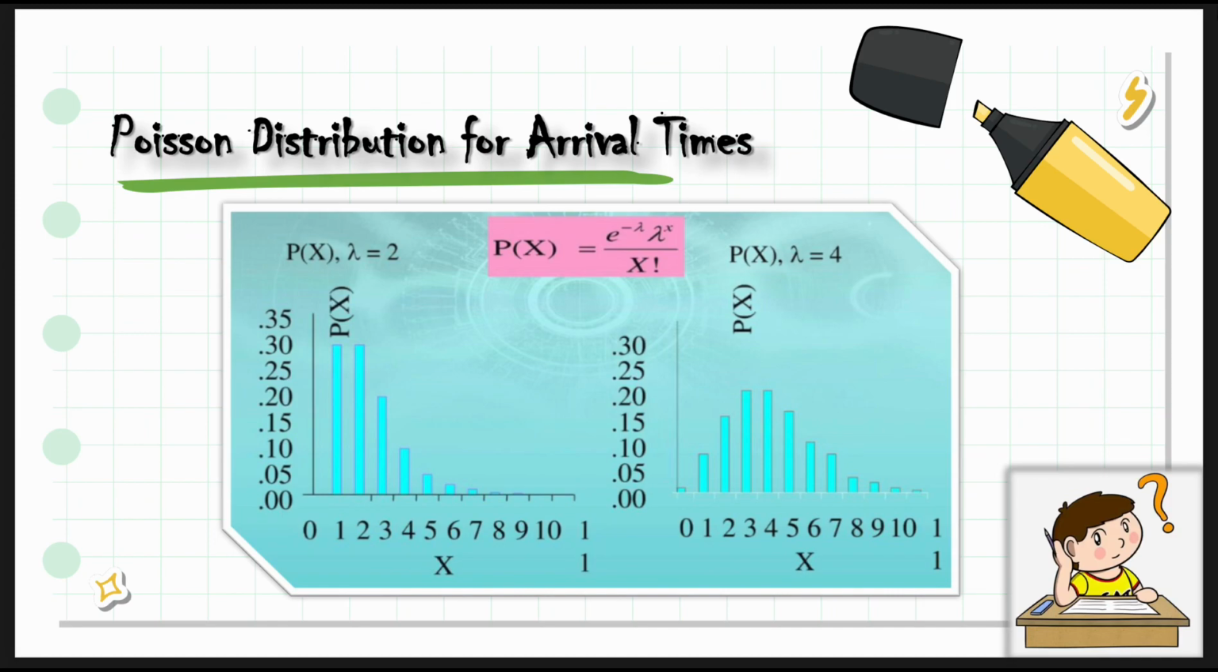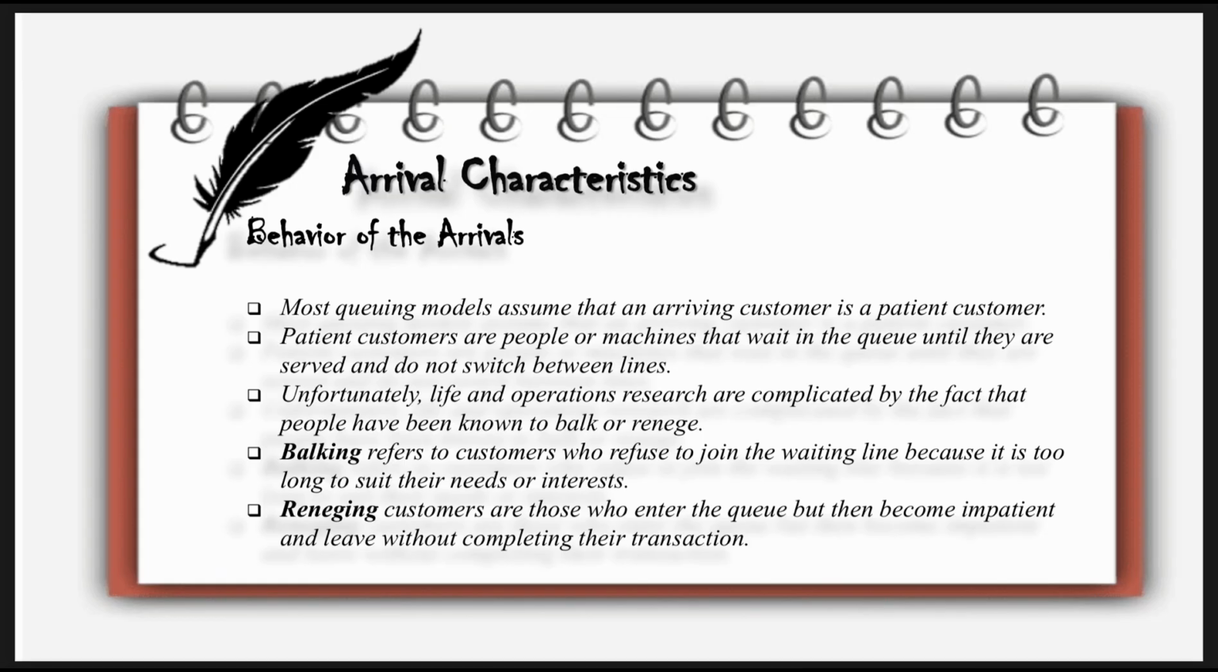Okay? Let's proceed now to the last characteristic of arrival characteristics, which is the behavior of the arrivals. From the word itself, behavior. It's very understandable for you to understand what it is all about. But most queuing models assume that an arriving customer is a patient customer. Patient customers are people or machines that wait in the queue until they are served and do not switch between lines.